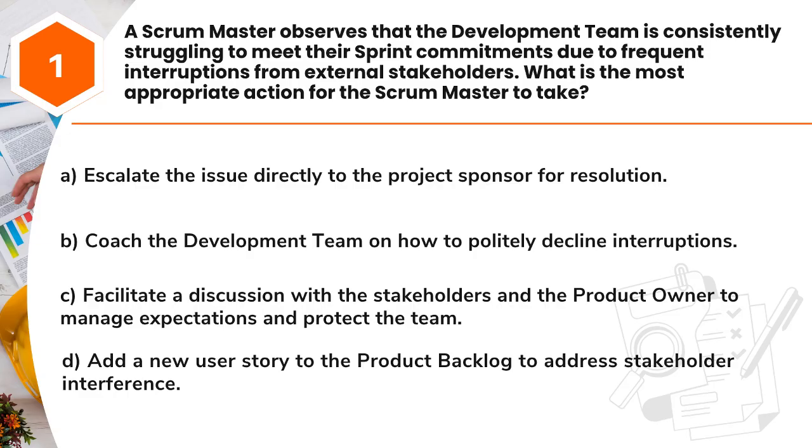A. Escalate the issue directly to the project sponsor for resolution. B. Coach the development team on how to politely decline interruptions. C. Facilitate a discussion with the stakeholders and the product owner to manage expectations and protect the team. D. Add a new user story to the product backlog to address stakeholder interference.